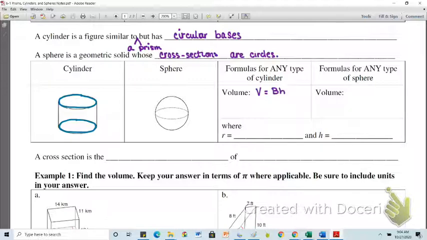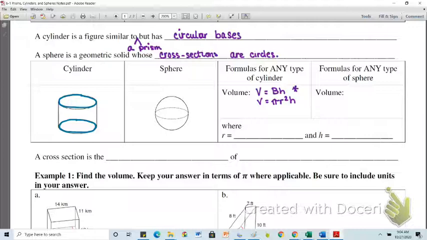Now, since I know that my base is a circle and is always a circle, I could go even further and say that my base area is pi r squared, so it's pi r squared h. But this, if you can remember just one formula, remember this one, because you should know your area formulas.